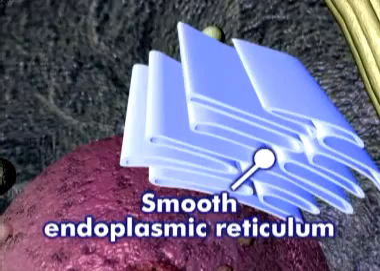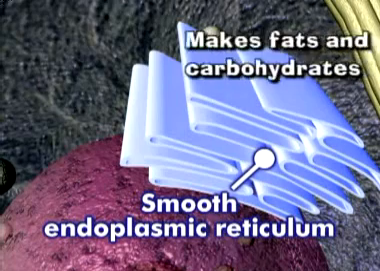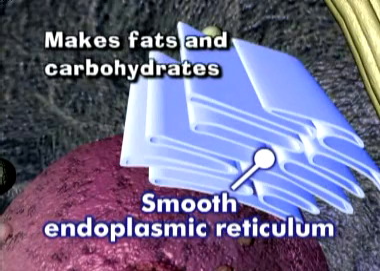It also separates molecules that belong in the cytoplasm from those being transported to the other areas of the cell. If we were able to get close enough to the endoplasmic reticulum, we would notice some parts that look bumpy, while others look smooth. There are actually two types of endoplasmic reticulum, rough and smooth. The smooth endoplasmic reticulum synthesizes lipids or fats and carbohydrates.